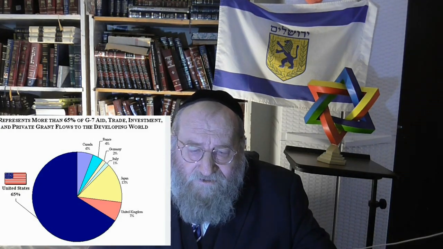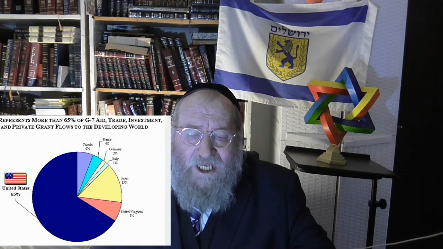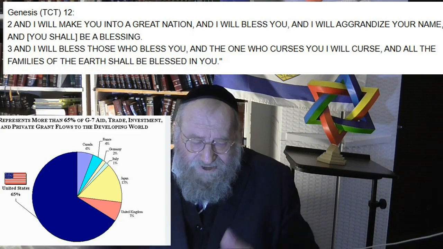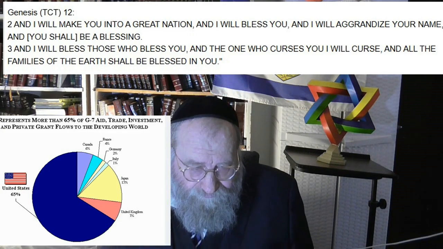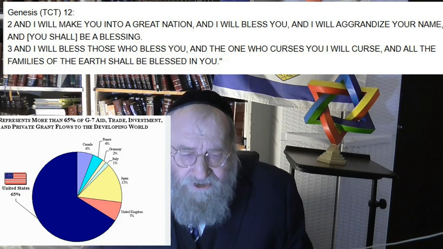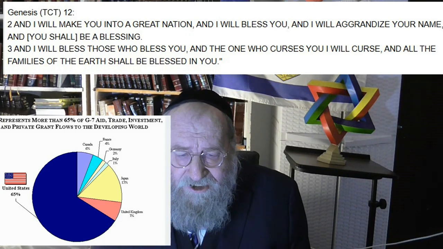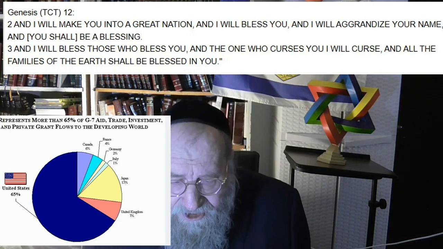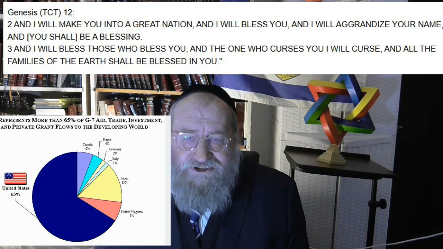His wife Sarah had previously been named Sarai. So Abram and Sarai became Abraham and Sarah. God told Abraham to leave his country and go to the land that he would be shown. He would become a great nation, and all other nations would be blessed in him.